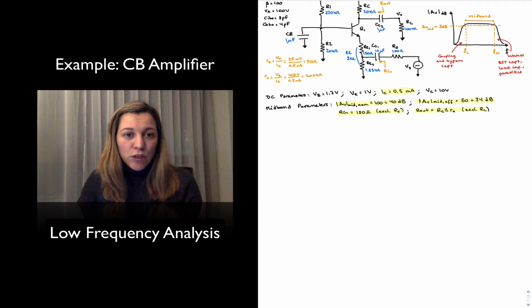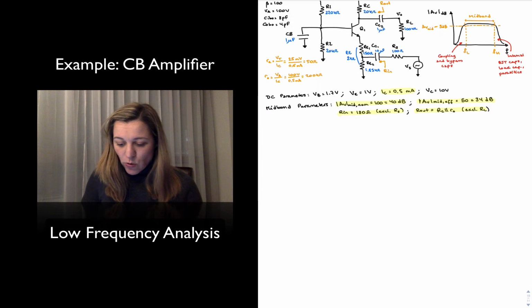Hello. Let's continue now with the analysis of the common base amplifier. Next, we're going to analyze the low frequency response in order to calculate the low cutoff frequency FL. We're going to use the dominant pole approximation, meaning we're going to calculate the location of the low cutoff frequency, or the pole, due to each one of the coupling and bypass capacitors individually, and then we will consider the largest of those frequencies to be the dominant low cutoff frequency, and we will approximate the low cutoff frequency of the overall amplifier as being approximately equal to the dominant of the low cutoff frequencies.